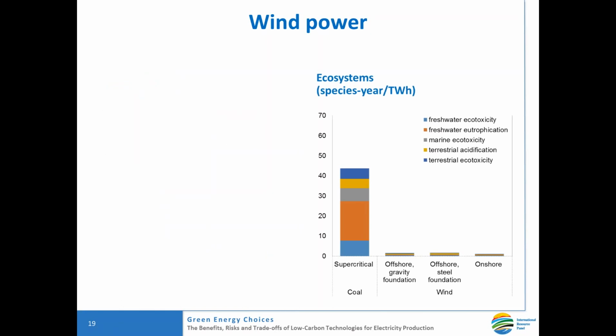And the same is also true for ecosystems impact. The impacts we have investigated on ecosystems here are various types of ecotoxicity from emissions that occur along the life cycle, and also impacts through eutrophication, which turn out to be important for coal. Here, the pollution-related ecosystem impacts of wind power are even smaller in comparison to those of coal power.